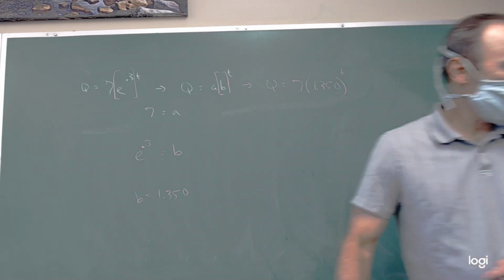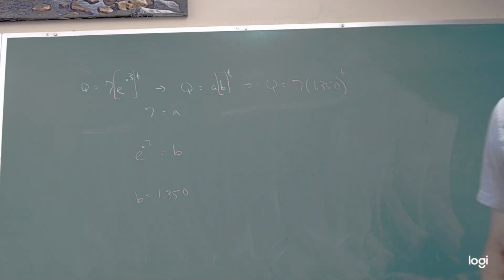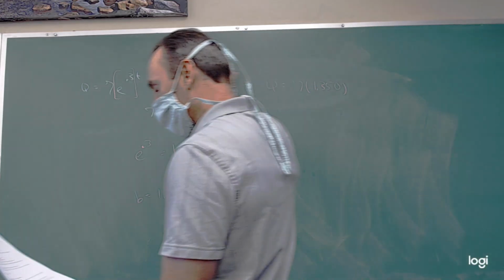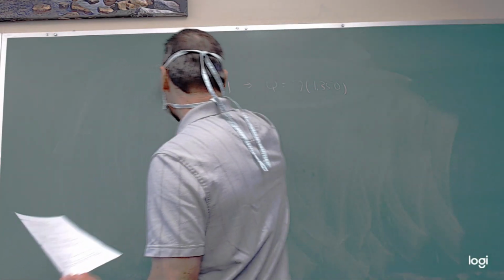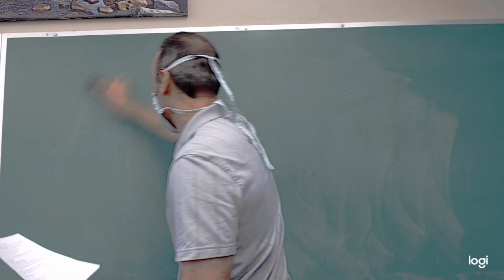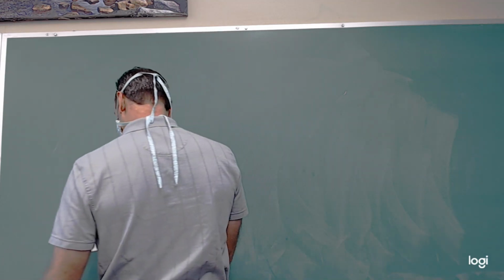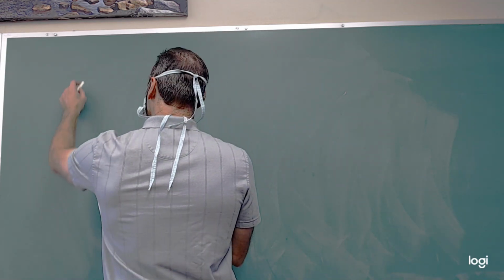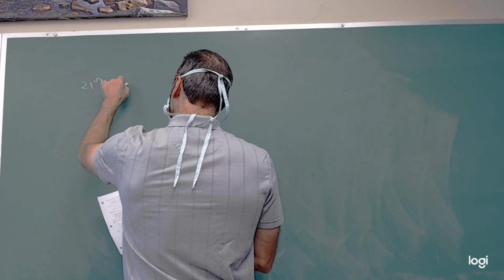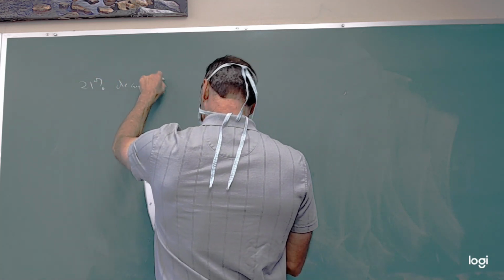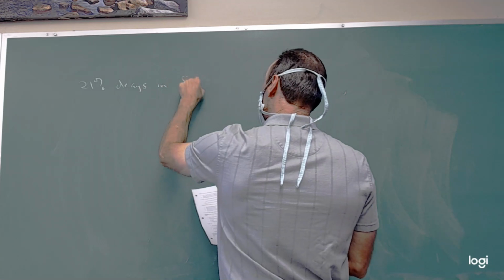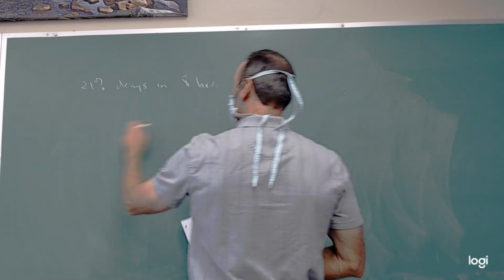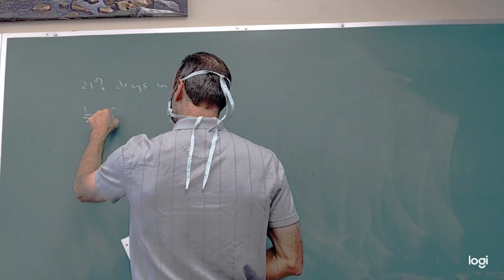Okay, the one I wanted to make sure to talk about is the 21% radioactive decay in 8 hours, and then let's find the half-life. Let me do that one with you here, just to make sure, because it's really 2 problems in one. So 21% decays in 8 hours, and we want to find the half-life of that substance.